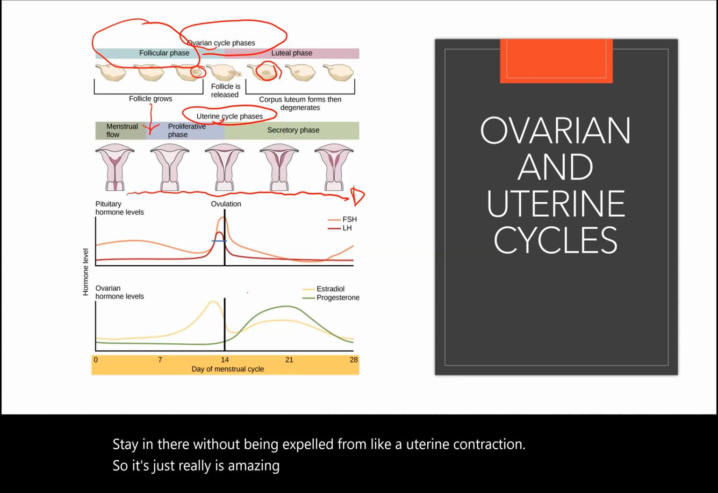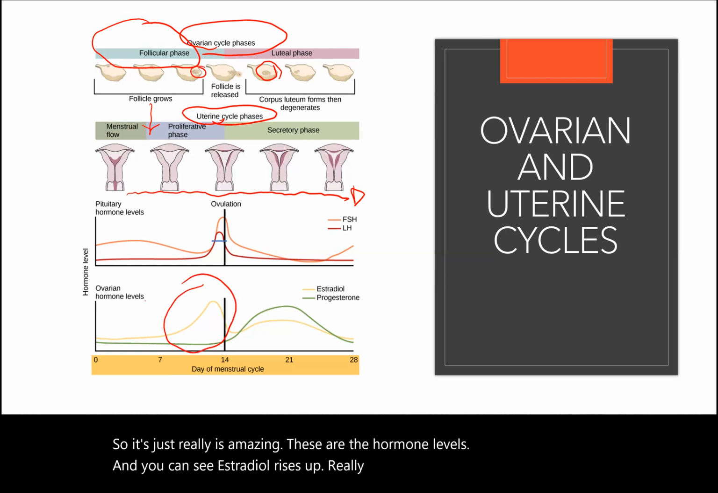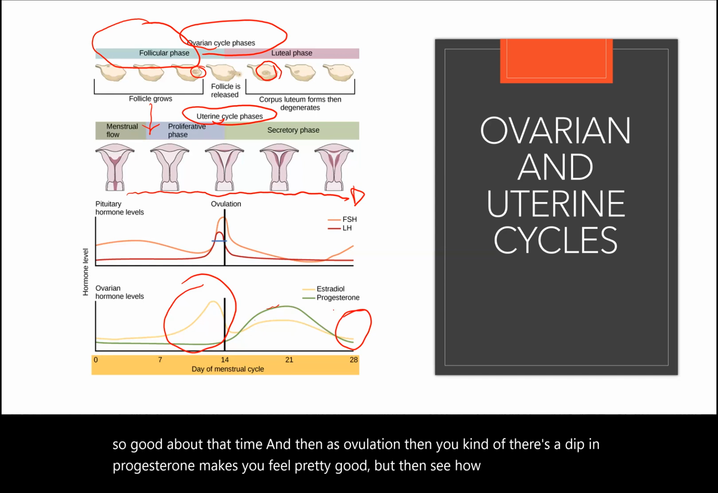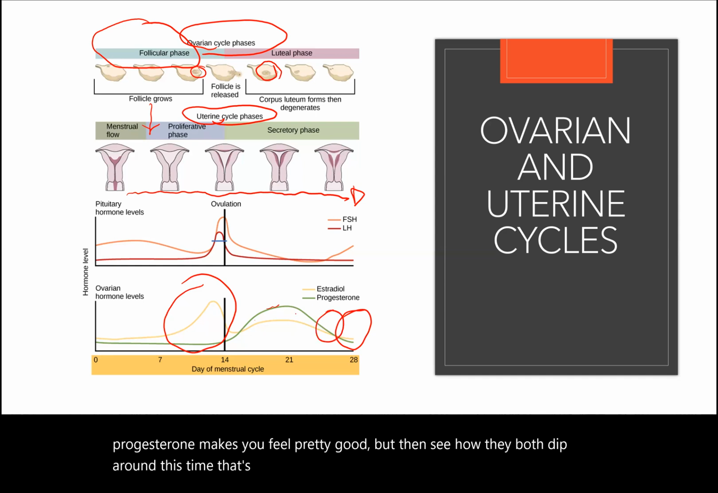These are the hormone levels. And you can see estradiol rises up really good right there. So that's why you feel so good about that time. And then at ovulation, there's a dip, and progesterone makes you feel pretty good. But then see how they both dip around this time. That's why PMS exists right there.